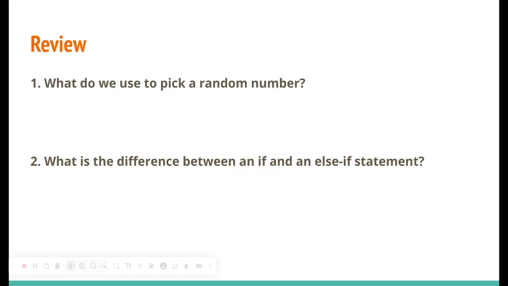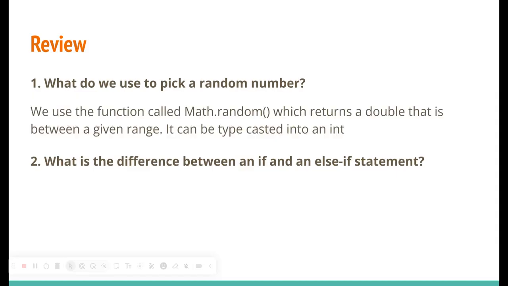Alright, so we have some review first of all. What do we do to pick a random number? So we actually use the function called math.random, which returns a double that is between a given range. And we often want an int, not a double, so you can typecast it into an int.